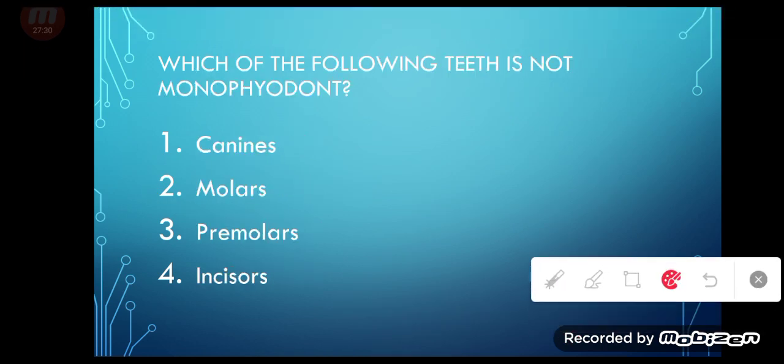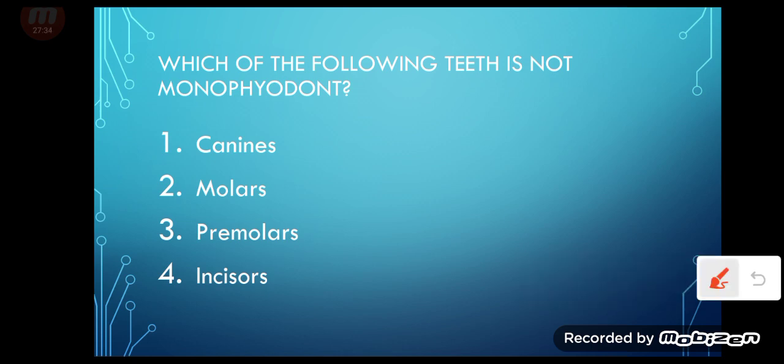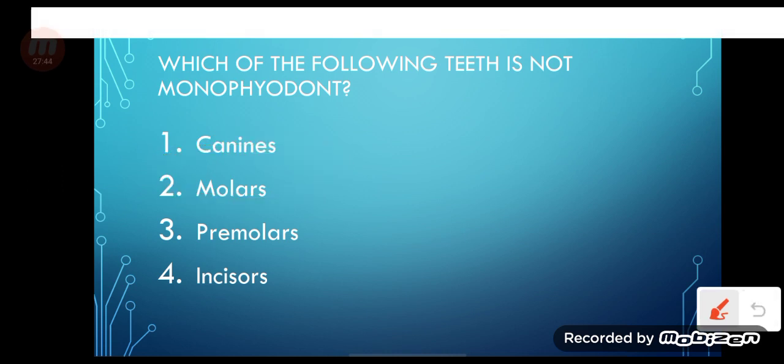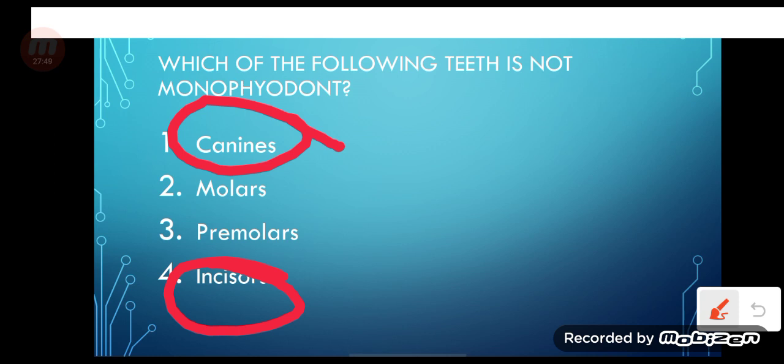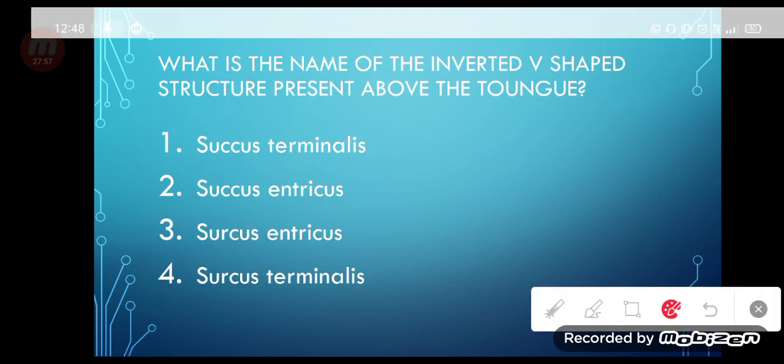Next one. Which of the following teeth is not monophyodont? Not monophyodont means they will not appear once in their life. So here canines and incisors do not appear once in life. I missed an option, so option 1 and 4 are correct actually.